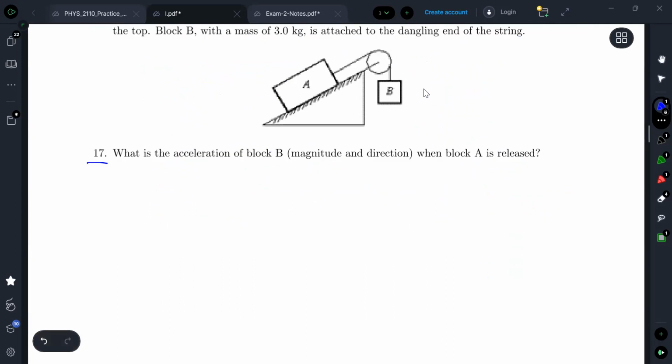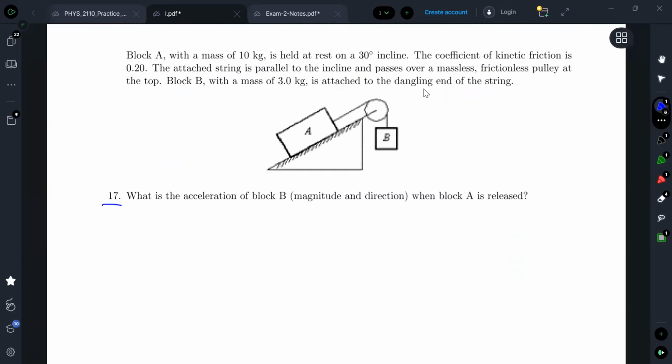Okay, what is the acceleration of block B when block A is released? So I've got block A, mass 10 kilograms on a 30-degree incline. Call this mass of A. Coefficient of kinetic friction is 0.2. The attached string is parallel to the incline and passes over a massless frictionless pulley at the top. Massless frictionless just tells us don't worry about the motion of the pulley itself in this problem.